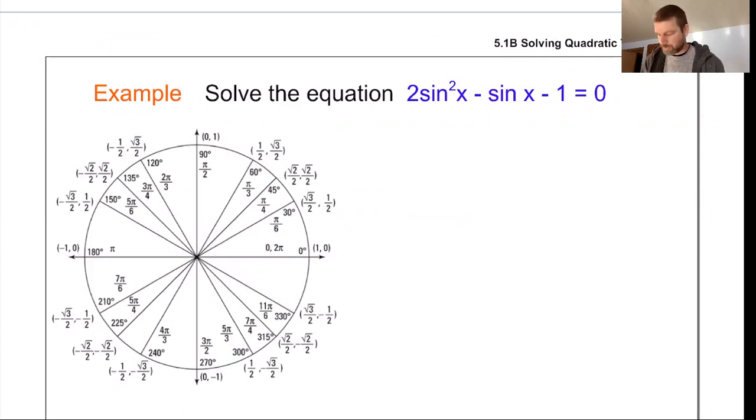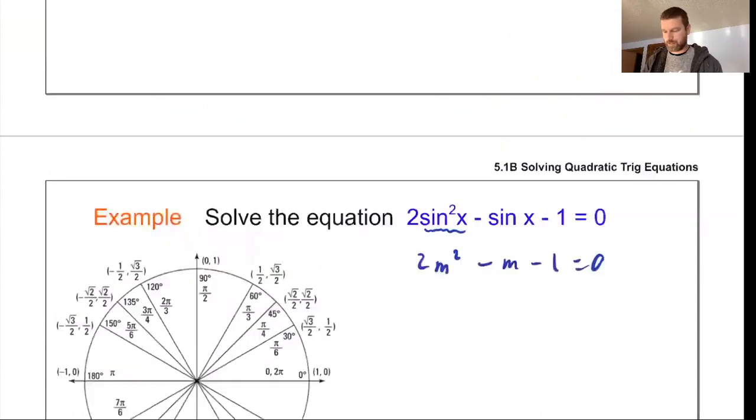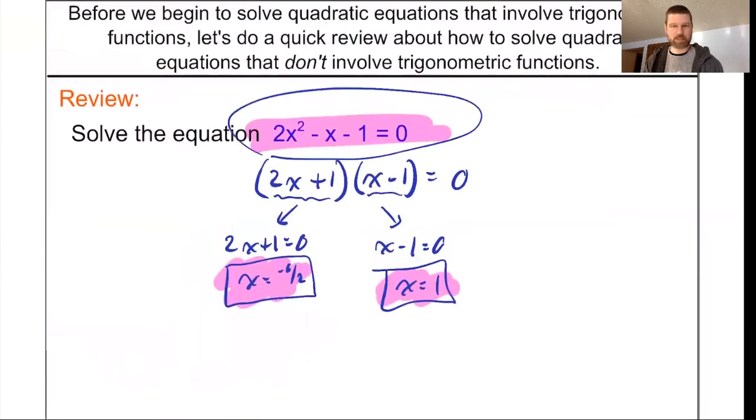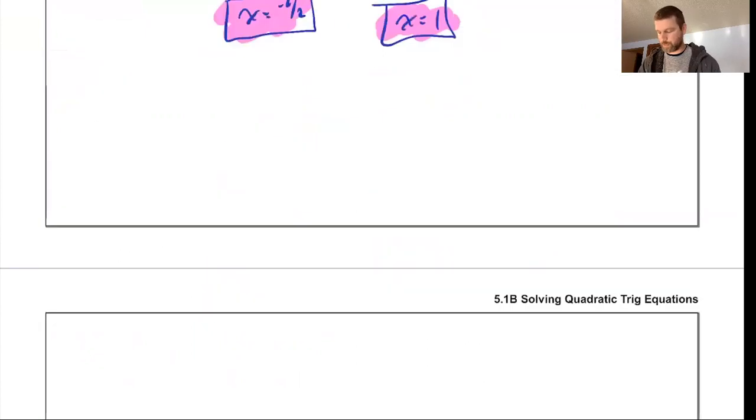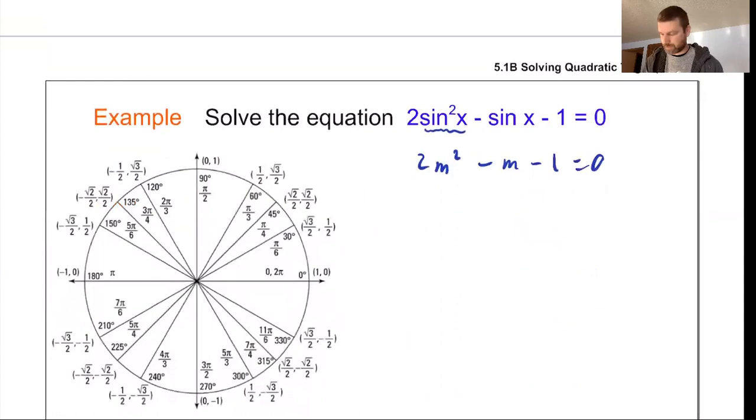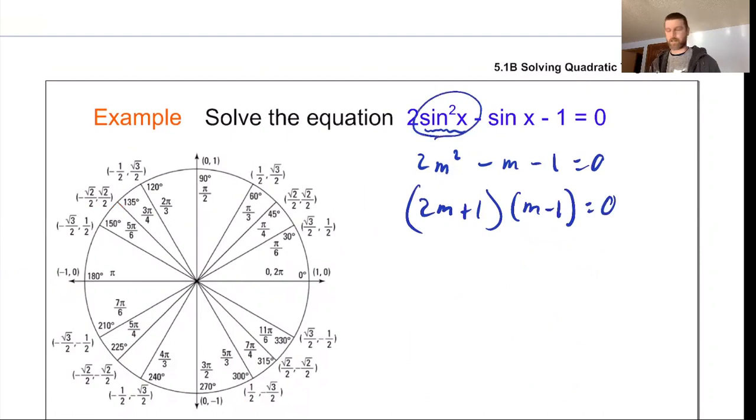This is 2 times something squared minus that same something minus 1. I'm going to rewrite this with a variable. If instead of writing sine squared, I wrote this as 2m squared minus m minus 1, then it's exactly like this one here that we just did. That one factored into 2x plus 1 times x minus 1. If I had an m there, it would factor into 2m plus 1 times m minus 1. The thing is, it's not really an m. It's a sine. It's 2 sine squared minus sine.